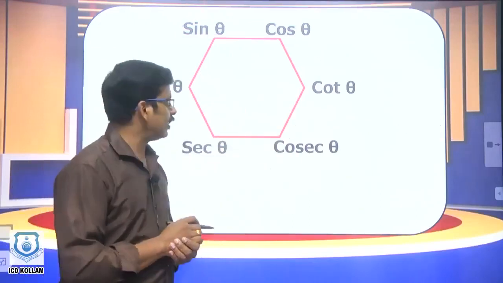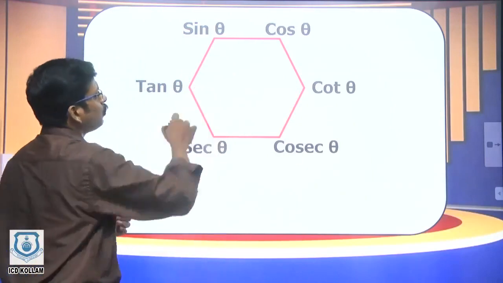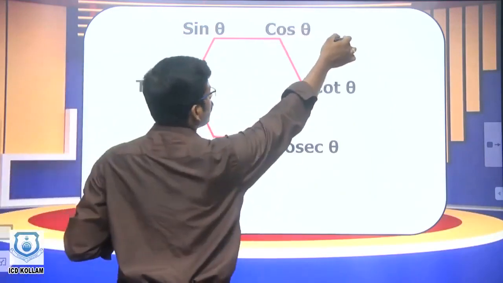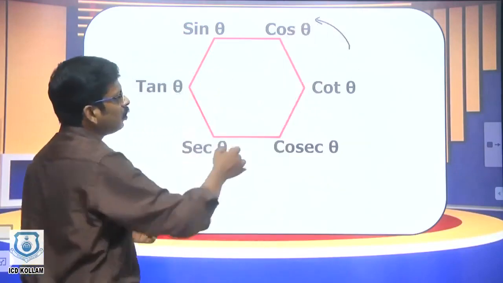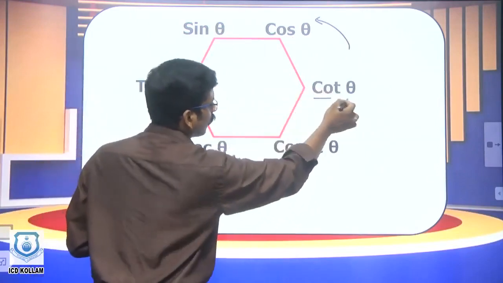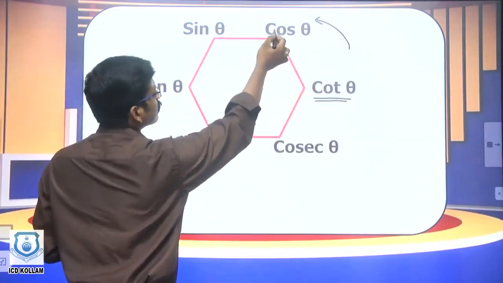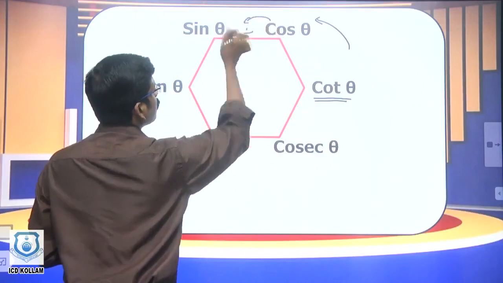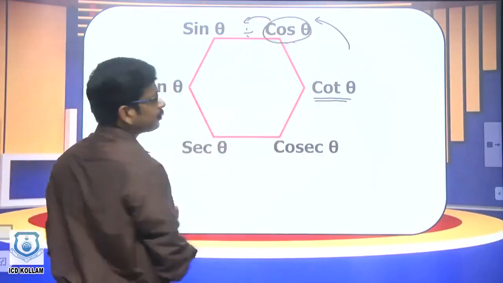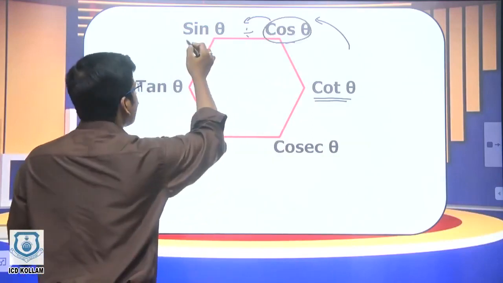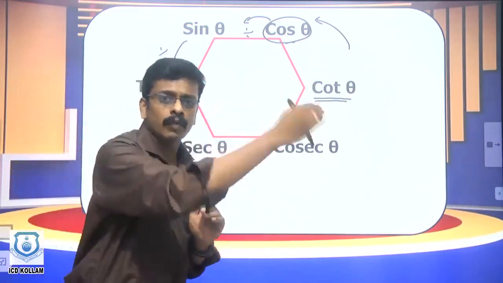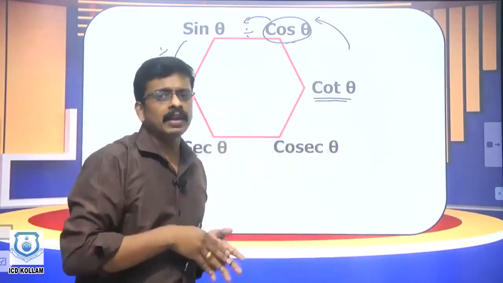Another use of this hexagon is that suppose you need to find in anti-clockwise direction, cot theta is equal to cos by sine. If you need to find cot theta, it is cos theta divided by sine theta. Suppose you need to find cos theta, then we can say it is sine theta by tan theta. So it works in clockwise direction as well as anti-clockwise direction.